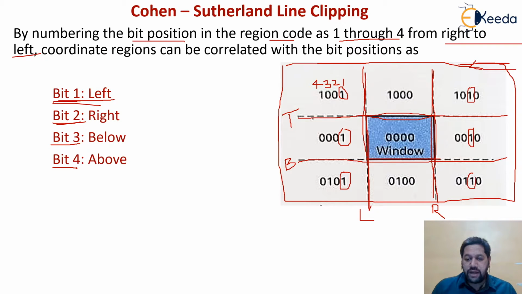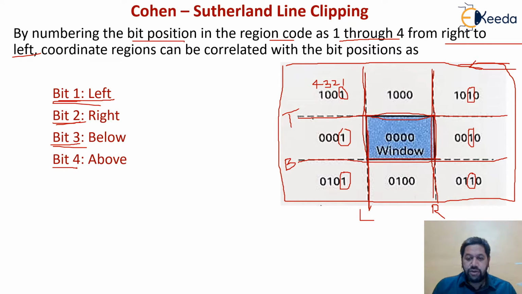Here also my second bit is set to 1, and so on. Getting me? So I'm going to set the second bit if my point is greater than the right edge, or it is outside the right edge of the window. Similarly, bit 3 is set if it is below the bottom.